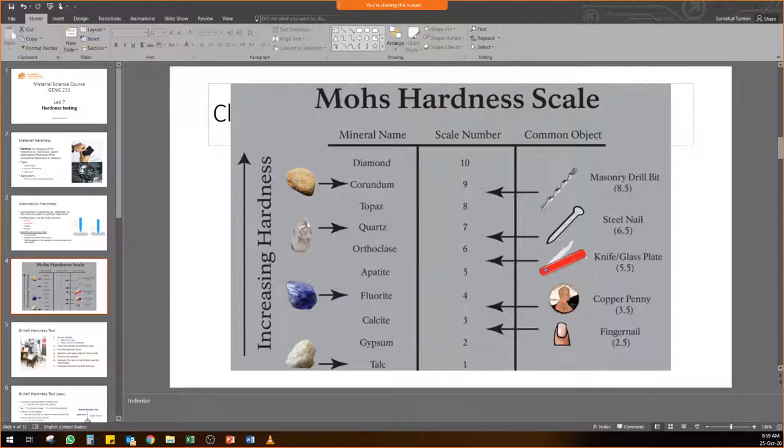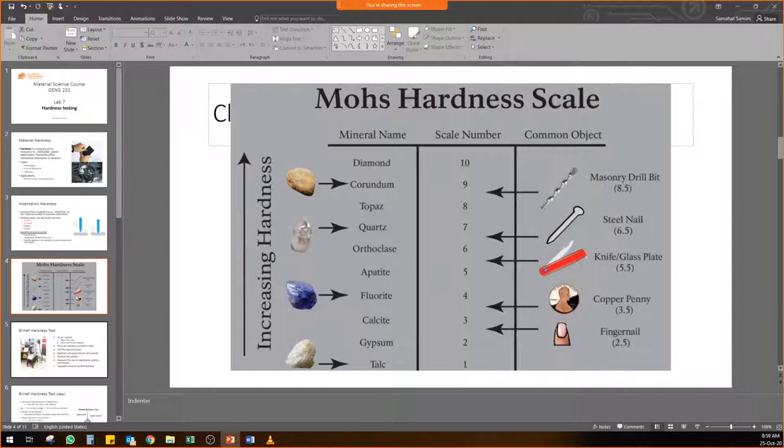So again, at the very soft end we have talc, and this is the talcum powder. If you remember the talcum powder we use for makeup and these things, this is a very soft material and it has a hardness of 1. It comes from a rock element called talc. So that's just a comparison for you.